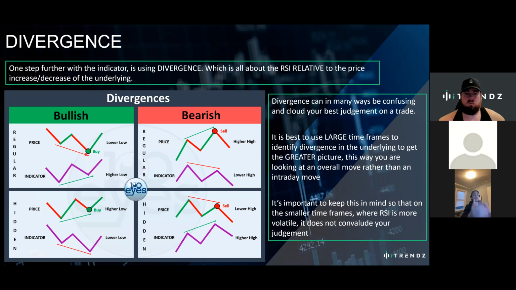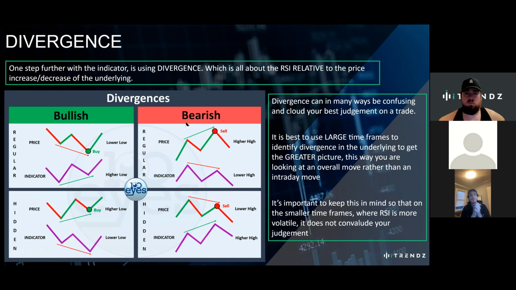And then if you go down to the hidden, you look at the prices on the stock, the underlying is actually getting higher lows, and the indicator is getting lower lows. And that's called hidden bullish divergence. Hidden bullish divergence is a lot less indicative of a reversal, and it's slightly less strong of an indicator of a reversal. So I really just pay attention to the regulars on both bullish and bearish.